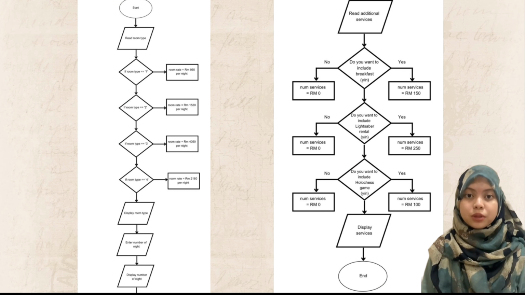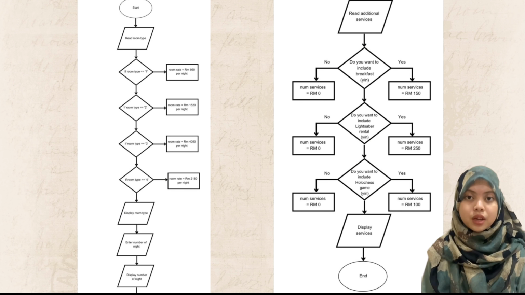Flowchart for display room option. Start. Read room type. If room type equals 1, if it's true, display room rate RM950 per night. If room type equals 2, if it's true, display room rate equals RM1,520 per night. If room type equals 3, if it's true, display room rate RM4,050 per night. If room type equals 4, if it's true, display room rate RM2,180 per night. Then, display room type, read number of nights.